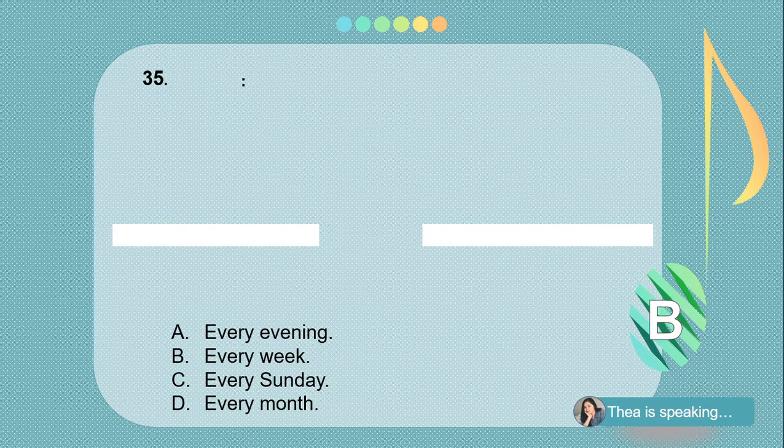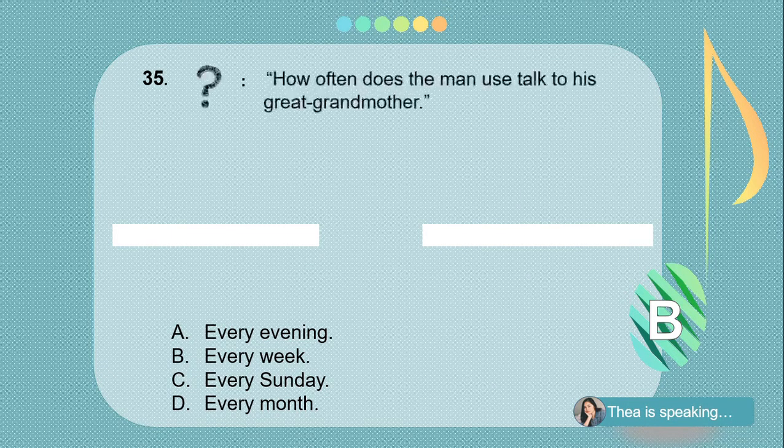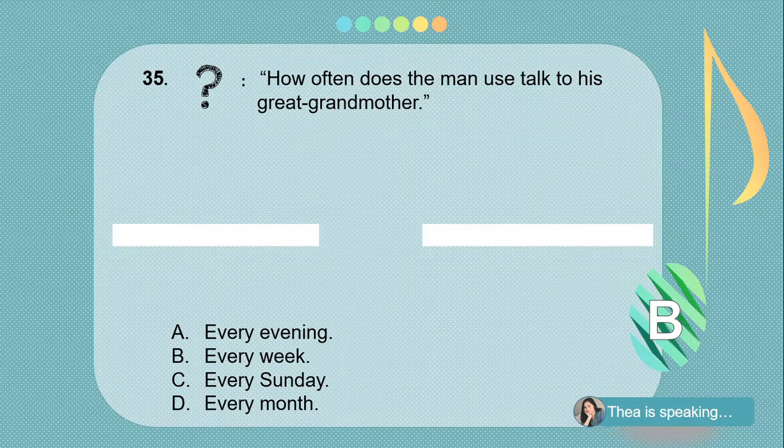The example for part B is question number 35. The question is, how often does the man used to talk to his great-grandmother? And the answer is B, every week. Let's take a look at the strategies in answering part B.